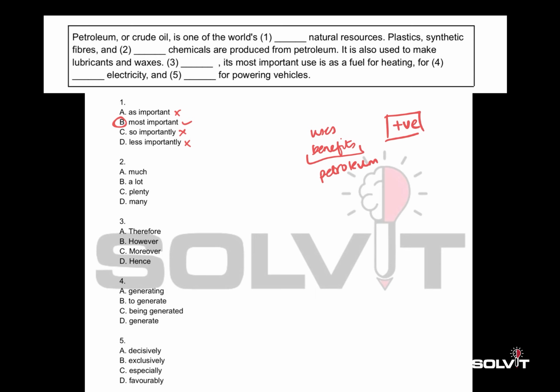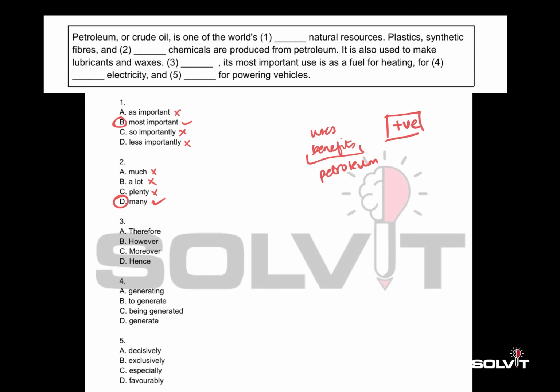So, petroleum or crude oil is one of the world's most important natural resources. Plastics, synthetic fibers, and dash chemicals. And much chemicals, and a lot chemicals, and plenty chemicals, and many chemicals. This is correct, right? Plastics, synthetic fibers, and many chemicals are produced from petroleum. It is also used to make lubricants and waxes.